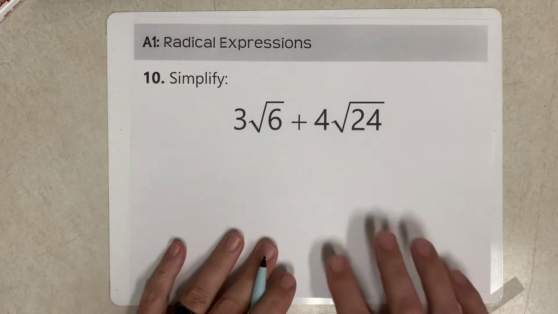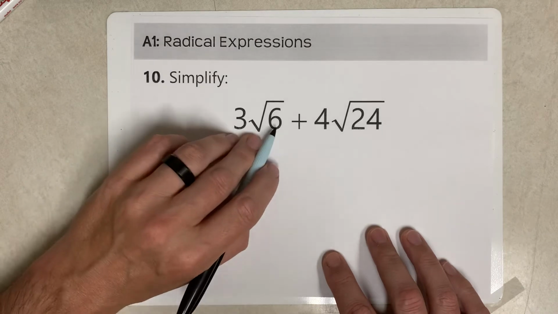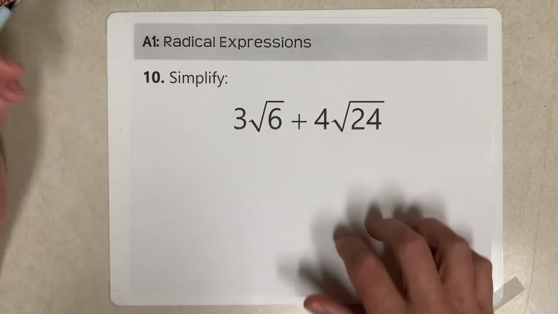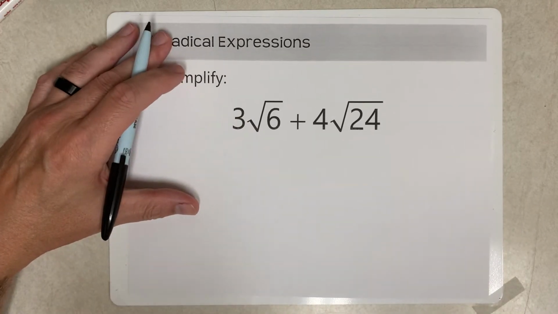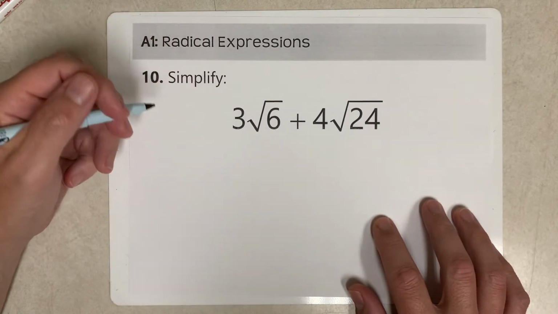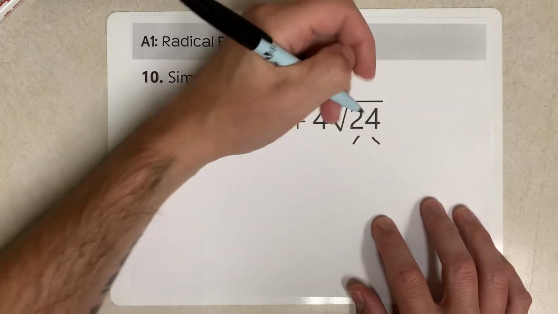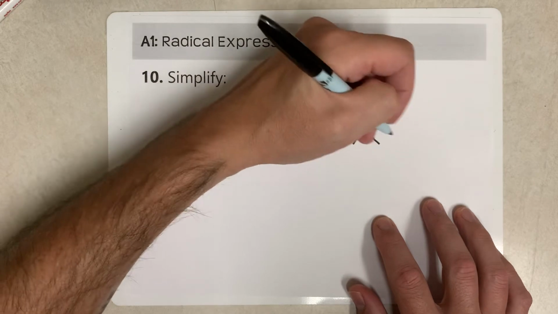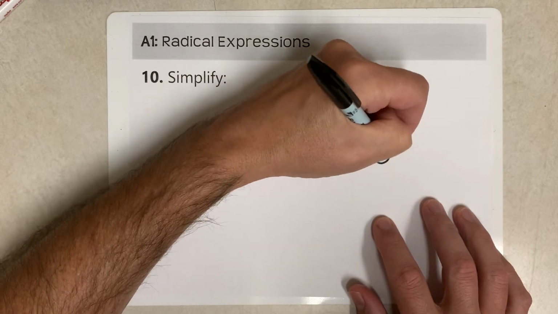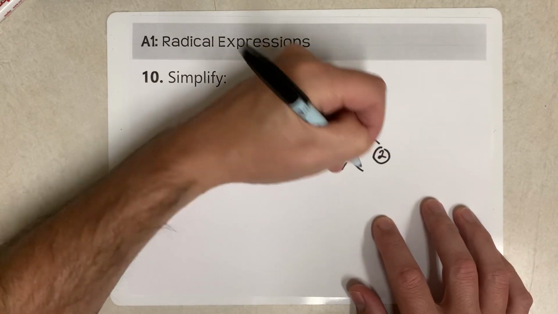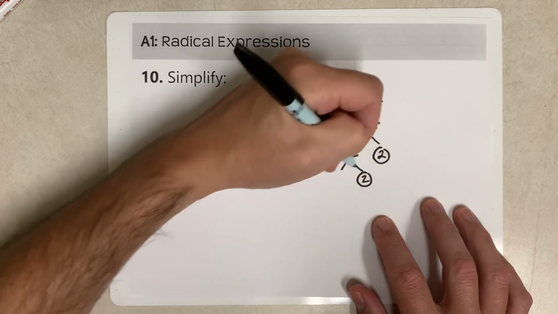Okay, we got 3 root 6 plus 4 root 24. Root 6 isn't going to simplify at all. 6 is 2 times 3, so we might as well just leave that. That's not going to help us out at all. But 24 may. Let's see what that's going to be. 24 is 2 times 12. 12 is 2 times 6.